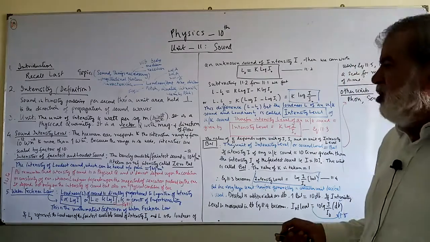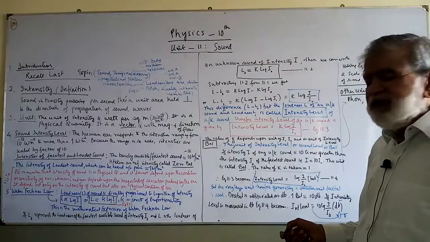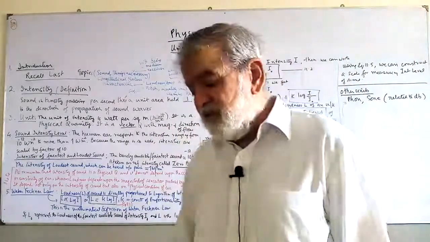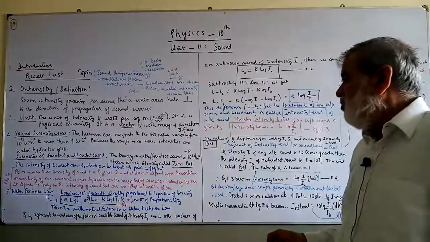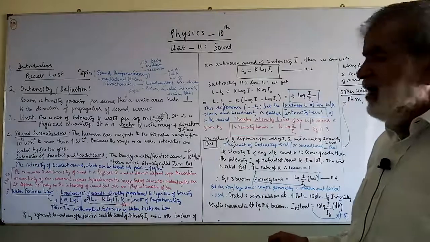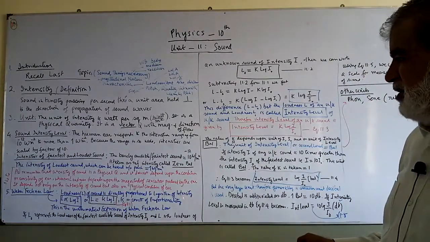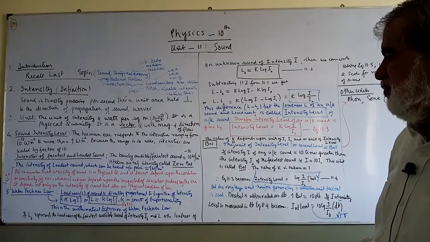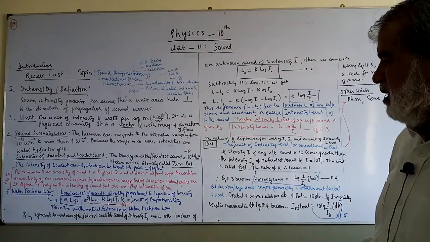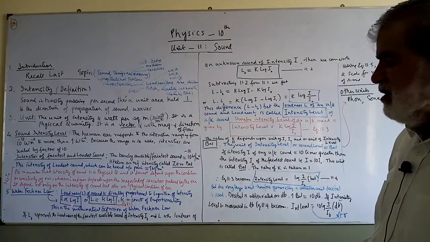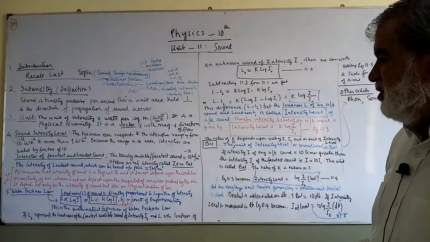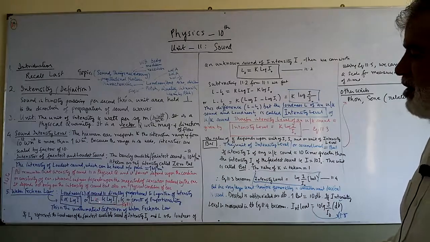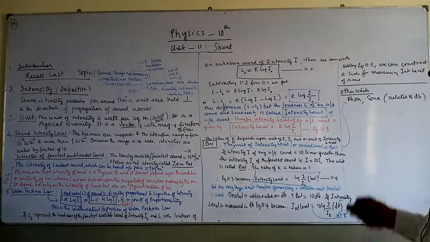Loudness depends not only on intensity of sound but also on the physical condition of the ear. Next important topic is the Weber-Fechner law, which says that the loudness of sound is directly proportional to the log of intensity, or L is equal to K log I. This is the mathematical expression of the Weber-Fechner law. Please remember this: loudness is equal to K log I.